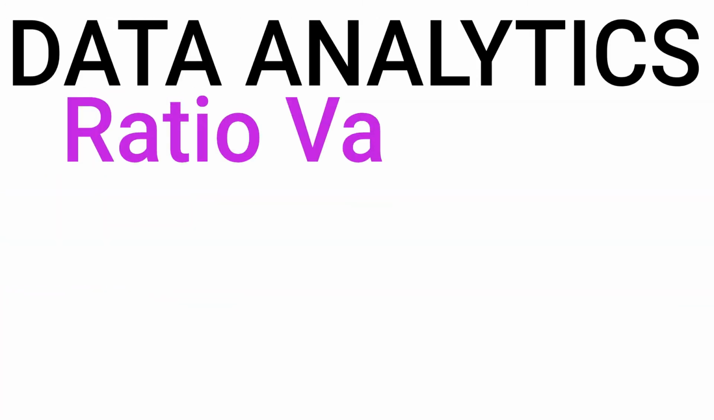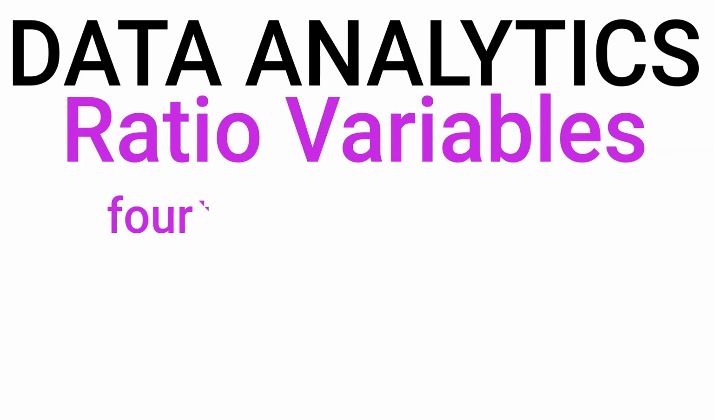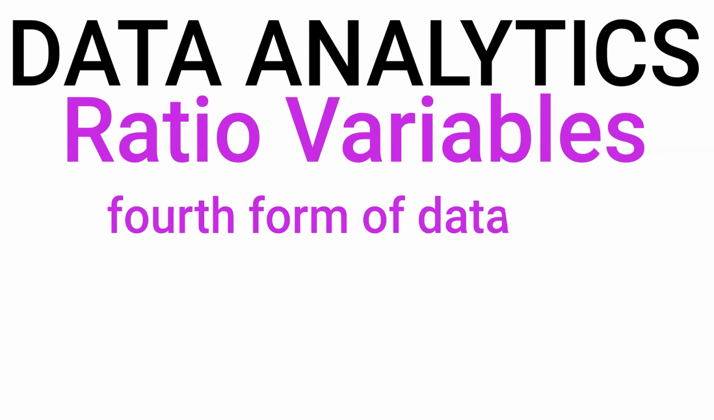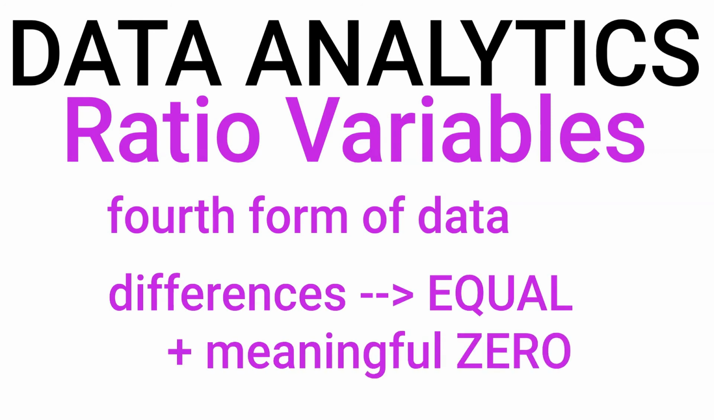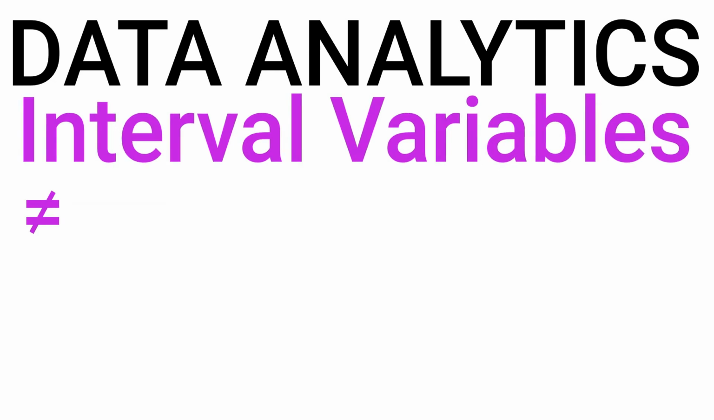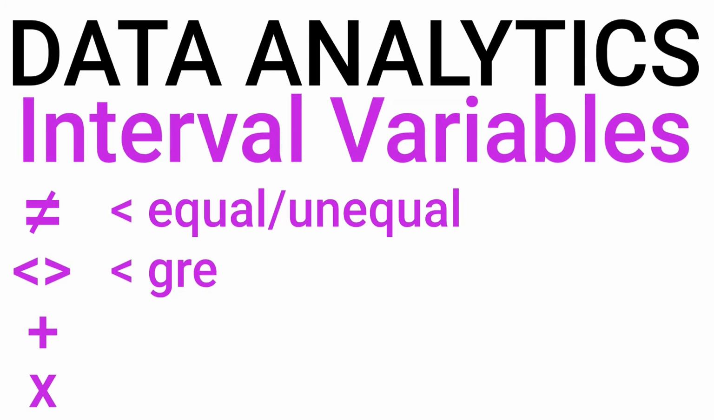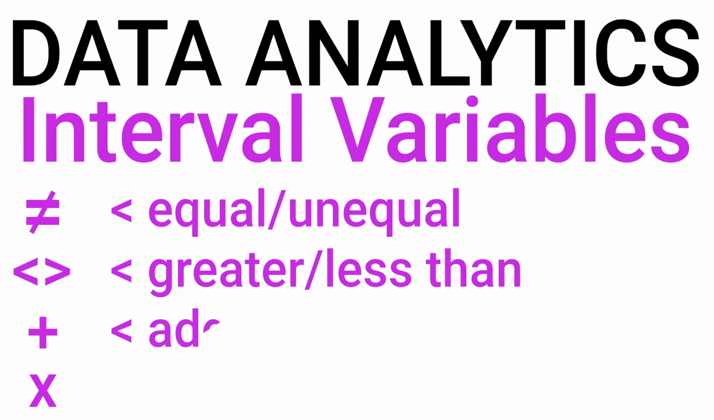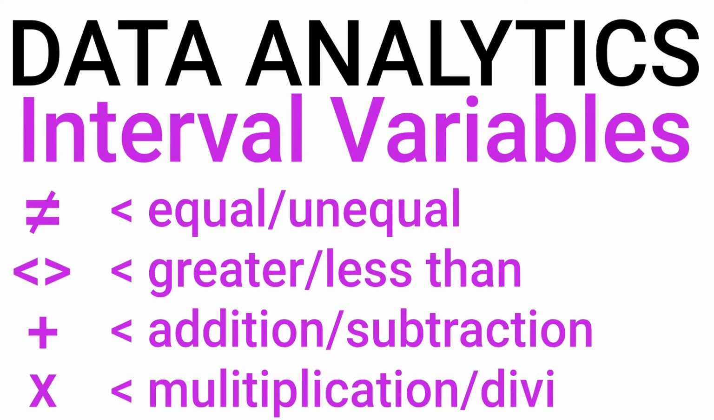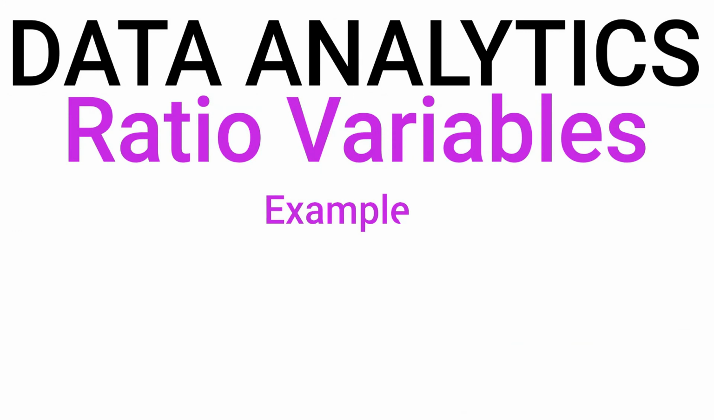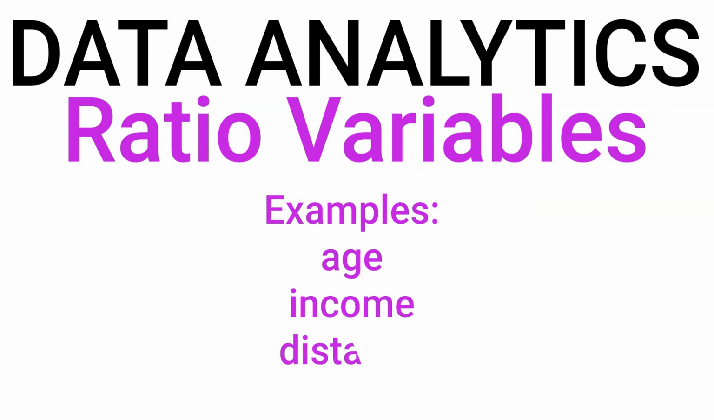The fourth type of data can be called ratio variables. Ratio variables are measured numerical data. A ratio variable has equal distances between its values and a meaningful zero. Since ratio variables have equal distances and a meaningful zero, it is possible to use all possible comparisons and operations. We are able to compare equal or unequal and greater or lesser than a specific value. Additionally, we can use all mathematical operations, like addition, subtraction, multiplication and division. Examples of ratio variables are age, income, distance and so on.